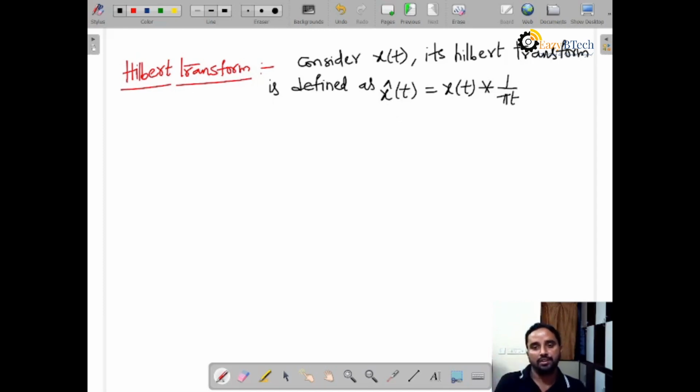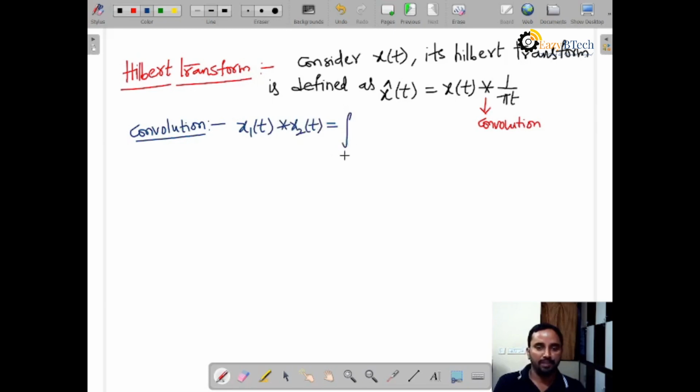Cap symbol we use. So here the star mark is convolution. Now I am going to write convolution. What is convolution? So we know the convolution integral. If we have two signals x1 of t, x2 of t, the convolution of x1 of t, x2 of t is integration from minus infinity to plus infinity of x1 of tau, x2 of t minus tau d tau.